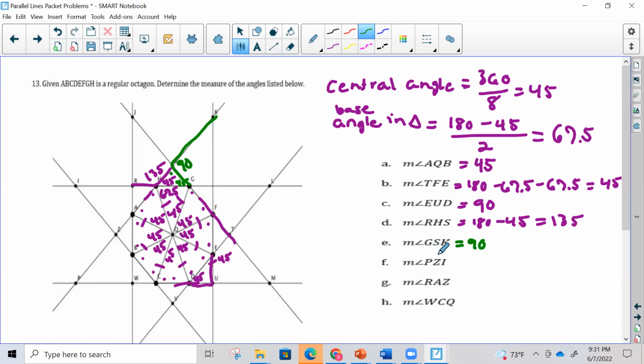So then we have PZI. Okay, so PZI is here. So again, I have to go with my triangles. So this is the same triangle as this one. So this one is like 45, 45. This is 90. And so this would also be 90. Okay, so then we have RAZ. Okay, so RAZ is this one.